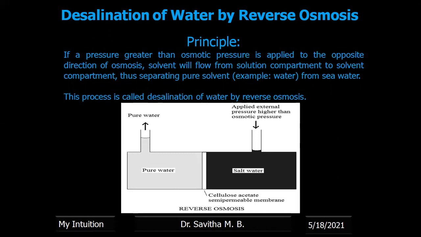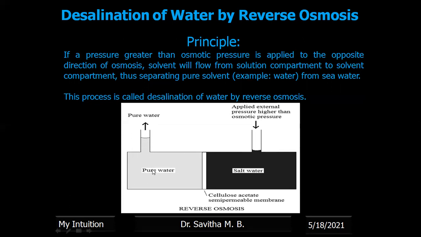Now reverse osmosis means the salt from the salty water has to be removed. Let us assume there are two chambers. In one chamber salt water is taken, and there is a semi permeable membrane. You need to apply external pressure which is higher than the osmotic pressure. In that case the salt will remain in this chamber itself, whereas the water moves towards the pure water, the other chamber.